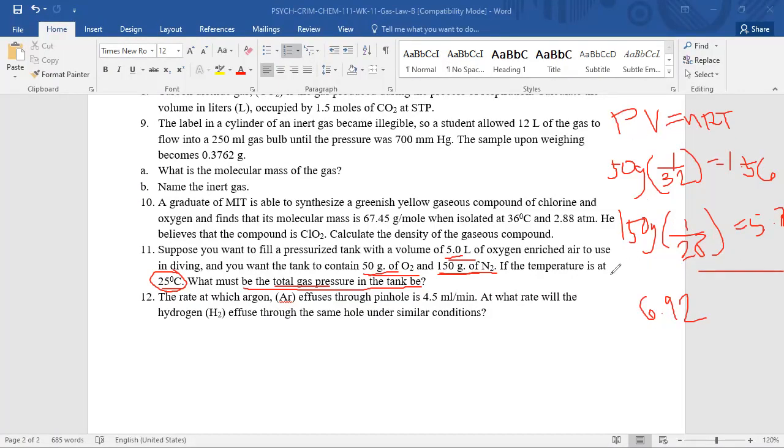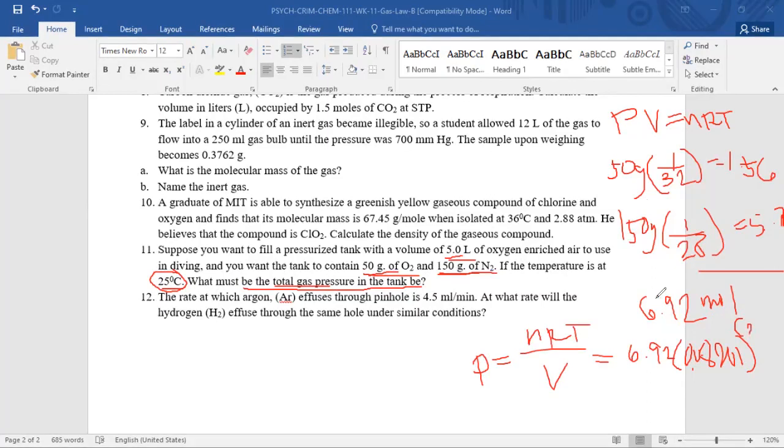6.92. So ang hinahanap sa atin ay total gas pressure. So P equals nRT over V. Then use ano tong moles natin na total? 6.92, times gas constant 0.08201. Multiply by the temperature, which is 25. Convert natin into Kelvin. That is 298, plus 273. Yup. Then, over volume. So, ano yung volume natin? Sinabi dyan, 5 liters of oxygen.